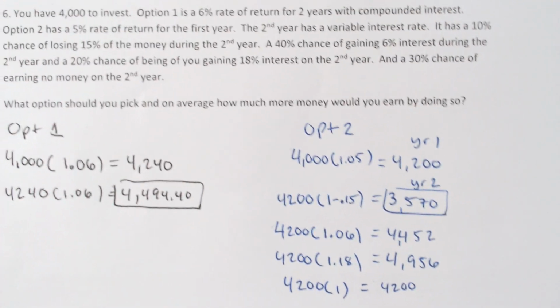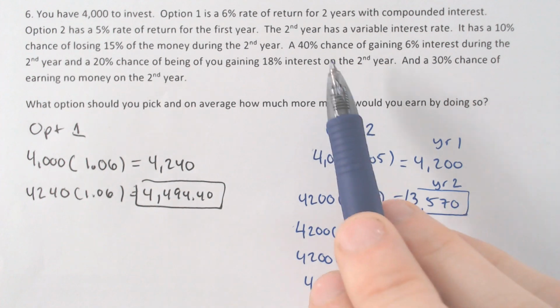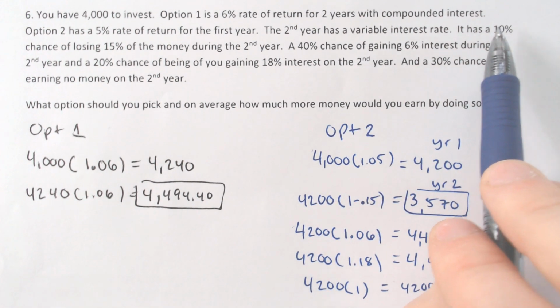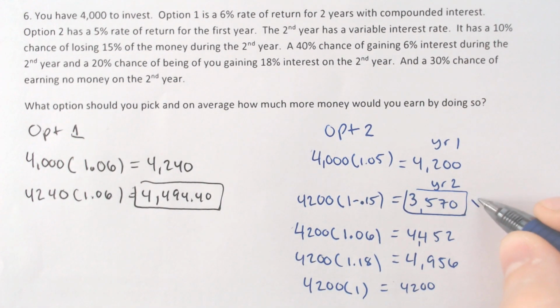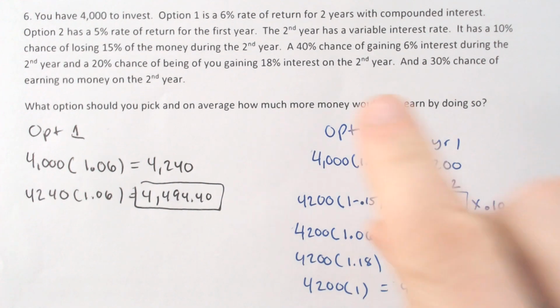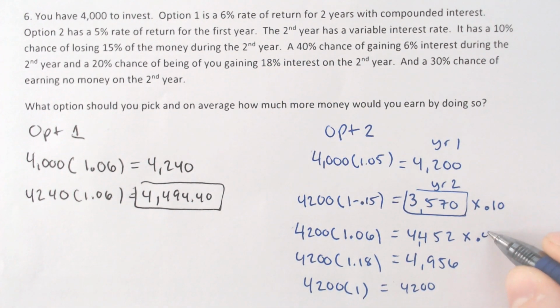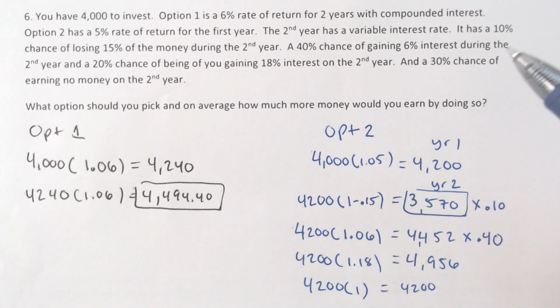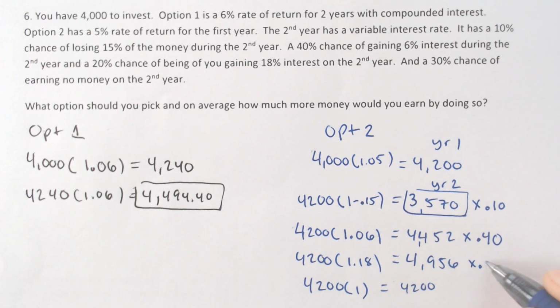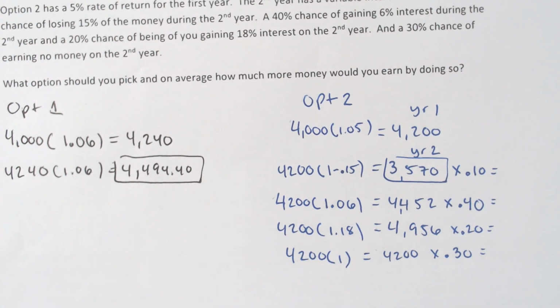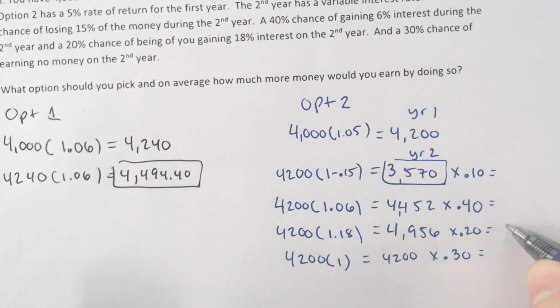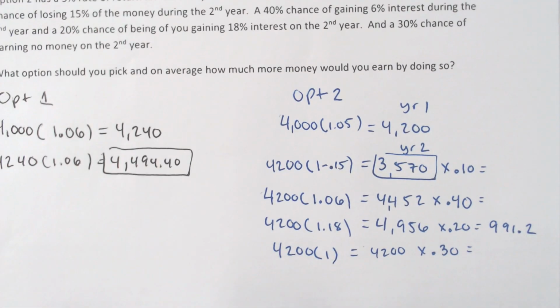Done. Now to deal with the percentages. How do we deal with this 40% and the 10% chance and all that stuff? Well, that's actually quite simple. If you have a 10% chance of losing the 15%, you just multiply this by 0.10. And we would multiply the other one by the 40% chance, so that would be 0.40. And then a 20% chance, so that would be 0.20. And then the 30% chance would be 0.30. You're going to get all of these numbers, and we're going to add them all together. So let's do that real quick. I'm going out of order. Now, when you get these numbers, you're going to be quite alarmed. That's okay because we're about to add them together.